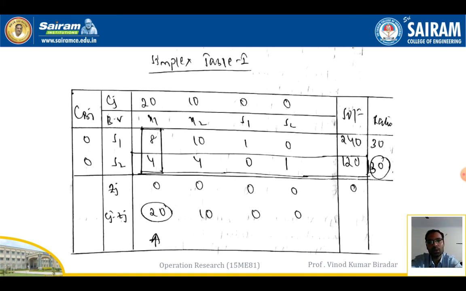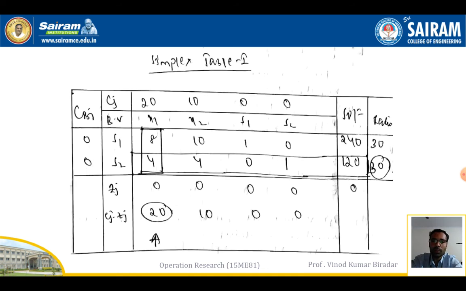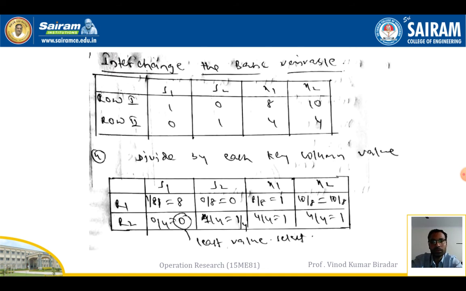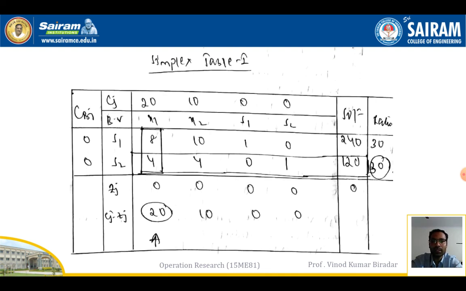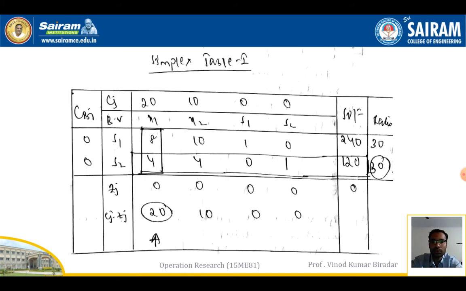How to choose: here x1, x2, s1, s2 are there, and we interchange the basic variables. So instead of writing x1 x2 s1 s2, on the right you should write s1 s2 x1 x2. Along with that, for row 1, the s1 coefficient is 1 and the s2 coefficient is 0, and for x2 it is 8 and 10. Write the coefficients. In the second row, s1 is 0 and s2 is 1, and the x1 and x2 coefficients are 4 and 4. Just interchange s1 and s2 in place of x1 and x2.